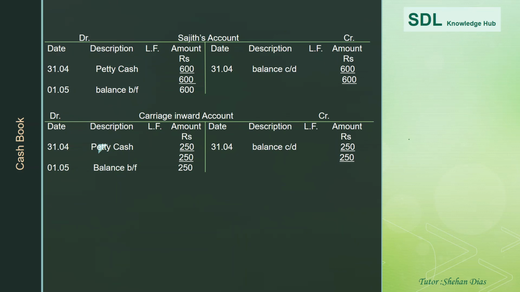Finally, we need to record the transactions that are recorded in the other ledger account. These transactions should be recorded individually in their ledger accounts. So we open an account for Sajid and record 600 as the petty cash payment and balance the account. Similarly, in the carriage inwards account, record 250 as petty cash and balance the ledger account.